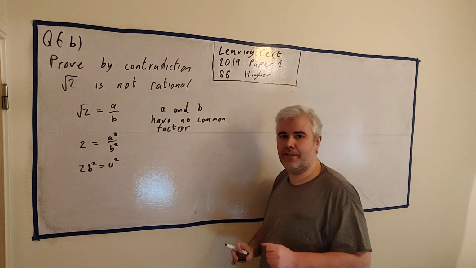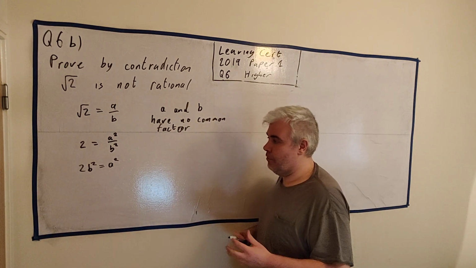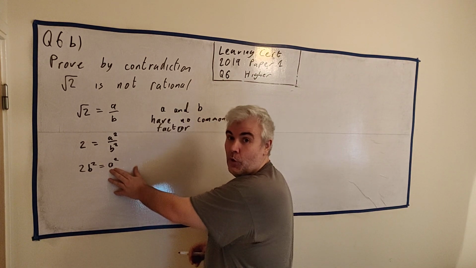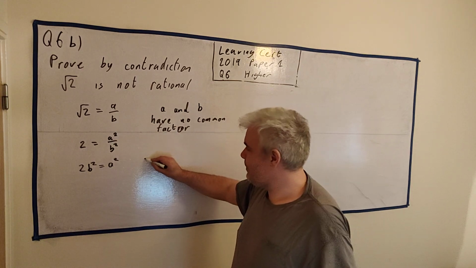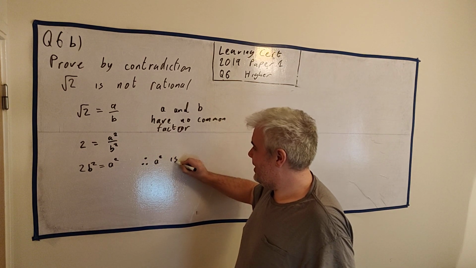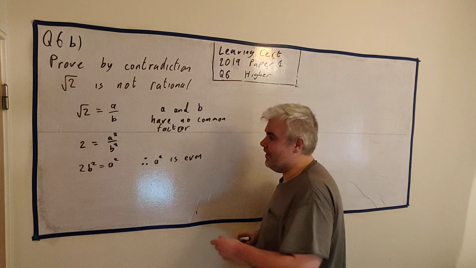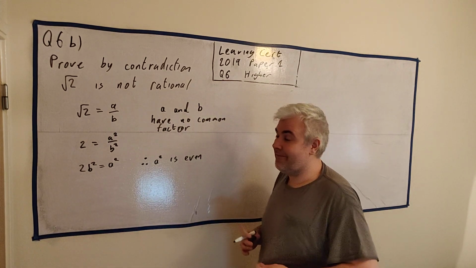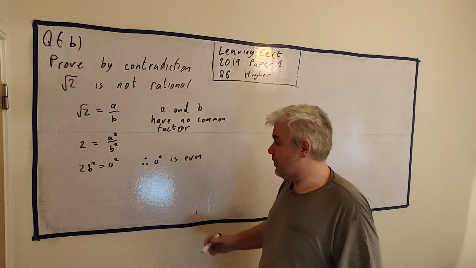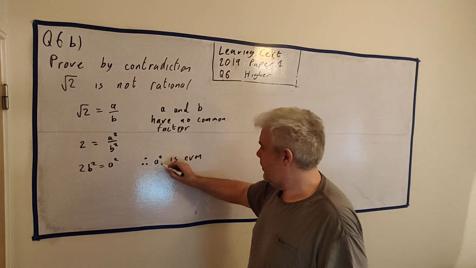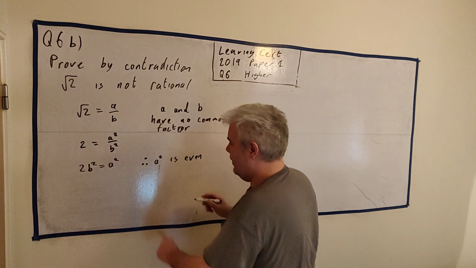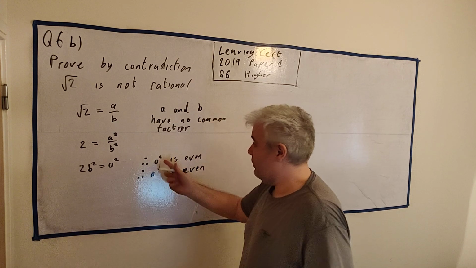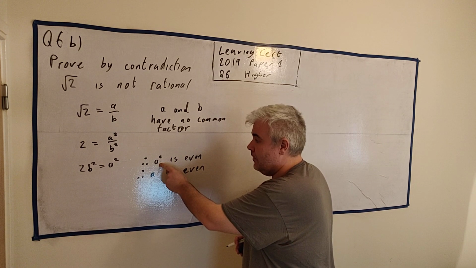Now, here's the little trick inside the questions, the next thing I think you have to remember for this. When you get something like this, it tells me something very important about a. It tells me that a squared is even. Why is that? Well, 2 times a number has to be even. 2 times any number is in fact even. Therefore, a squared is even. And even more, let me write a whole new line: therefore, a is even. If a squared is even, a must be even.